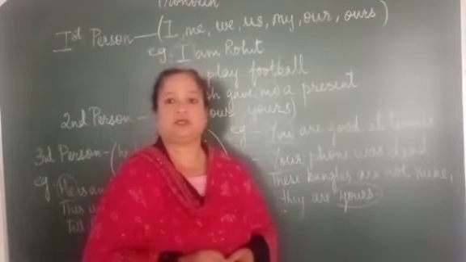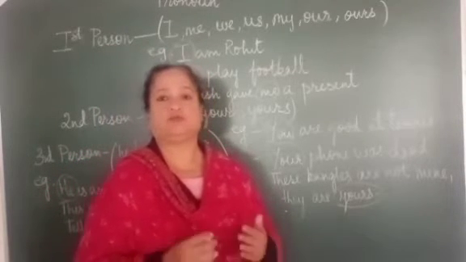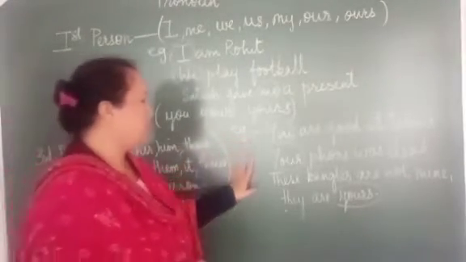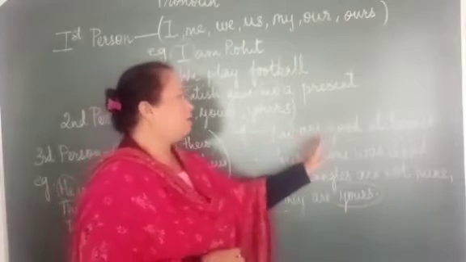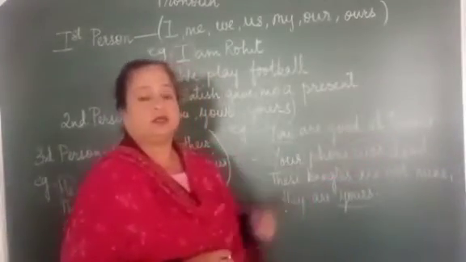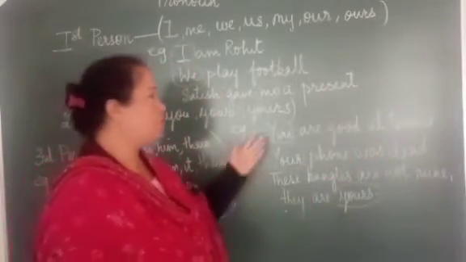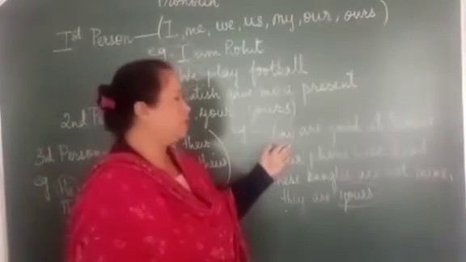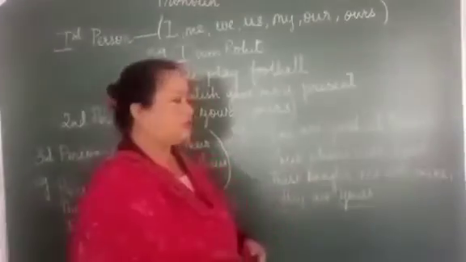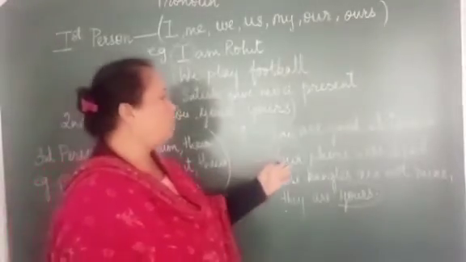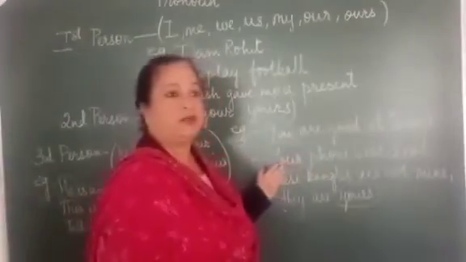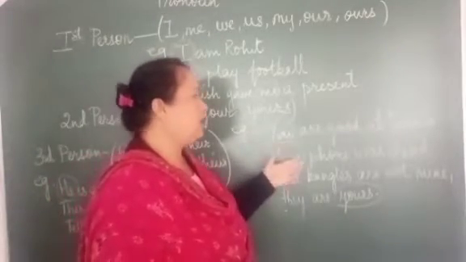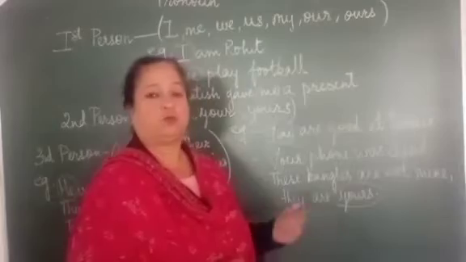Now, second person is the person to whom the first person is speaking. So let us have a look through some examples. You are good at tennis. That means the first person is speaking to the second person, telling him or her that the person is good at tennis. Next, your phone was dead. Once again, the first person is speaking to the second person about the phone being dead.